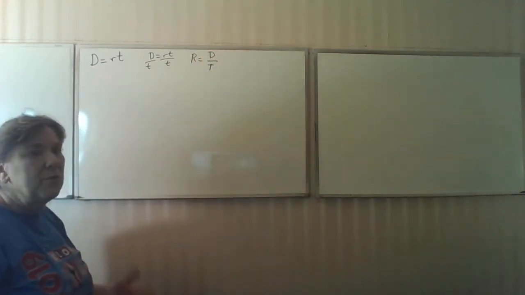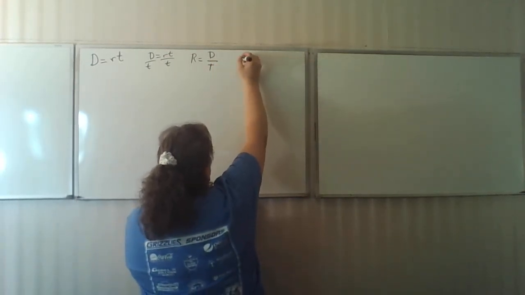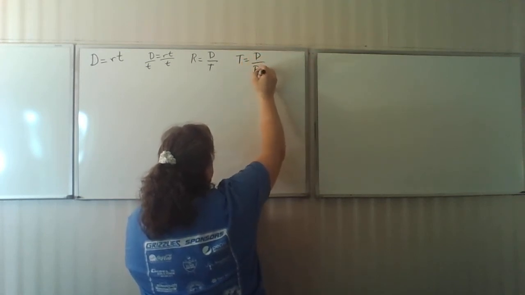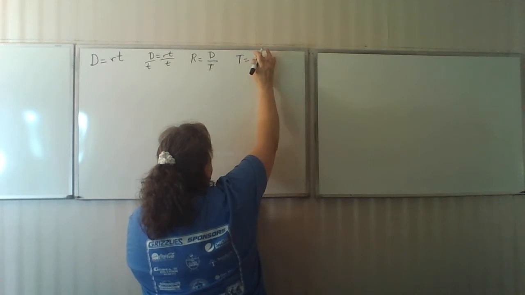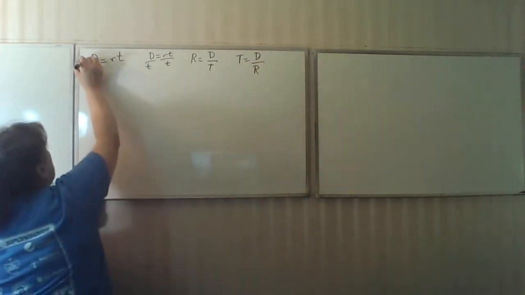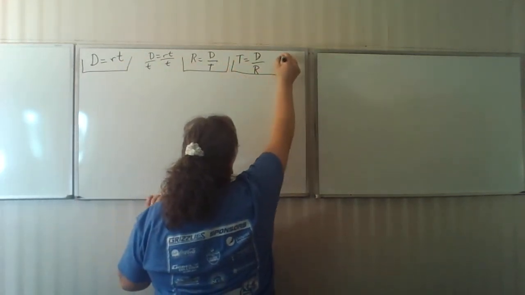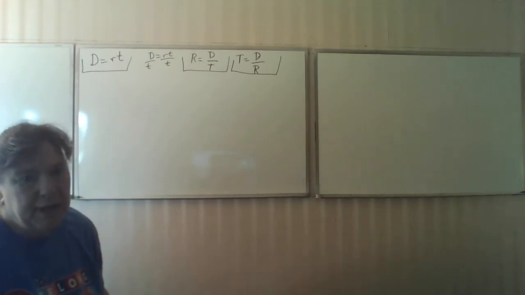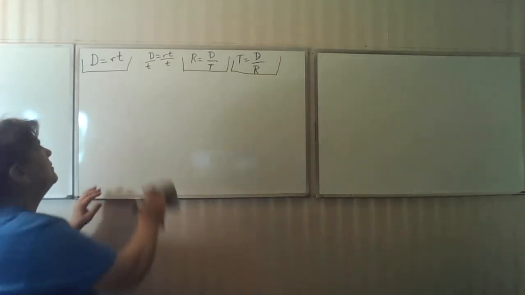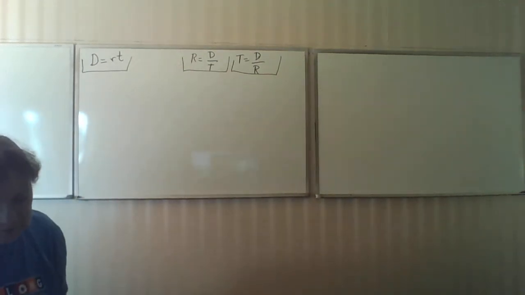So we have different ways to express this. If we want to know time, time would equal distance divided by rate, because again, all we do is divide both sides by the rate. So we have three possible formulas we can use with distance problems, depending upon how the problems are worded. But these distance problems, in actuality, are going to be presented in three different ways, okay?